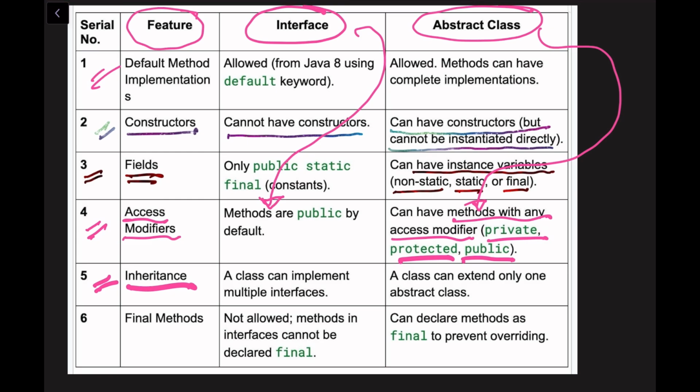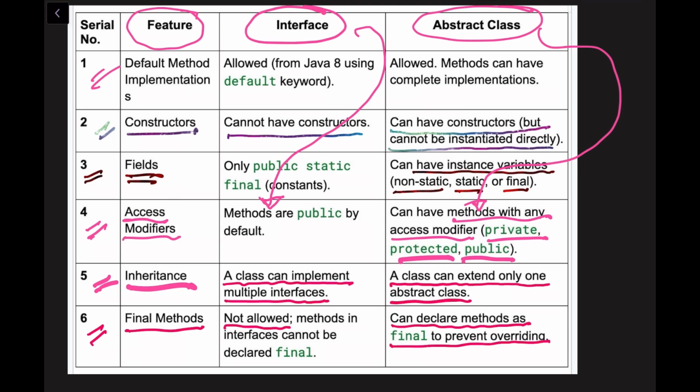Okay, inheritance. In interfaces, a class can implement multiple interfaces. In an abstract class, a class can extend only one abstract class. The last one is final methods. In interfaces, it is not allowed, and in an abstract class, you can declare a method as final to prevent overriding. The last one is very important for our question. Just let me highlight. We will come back to this option.